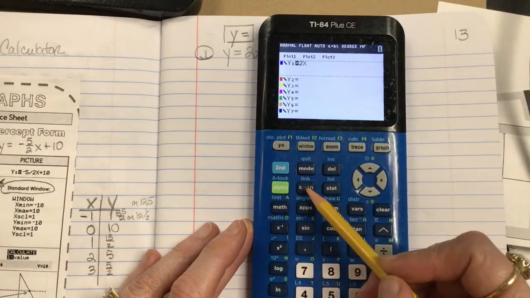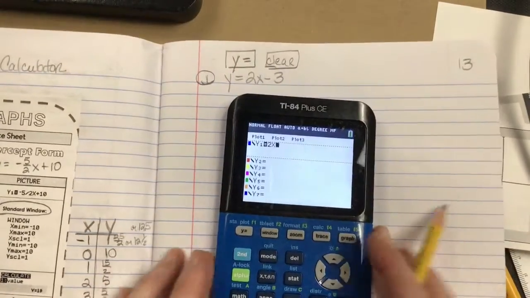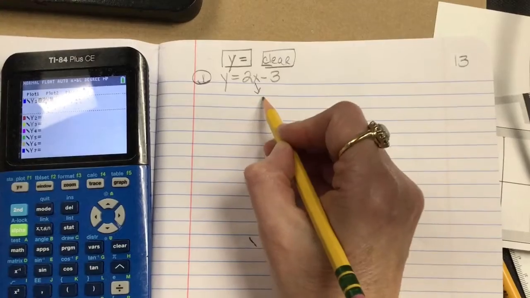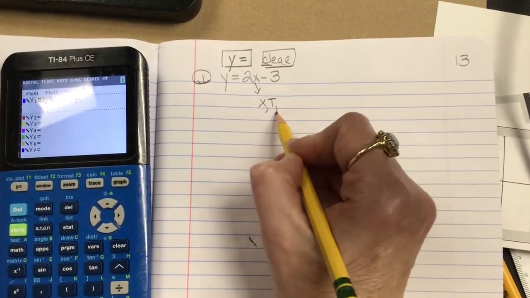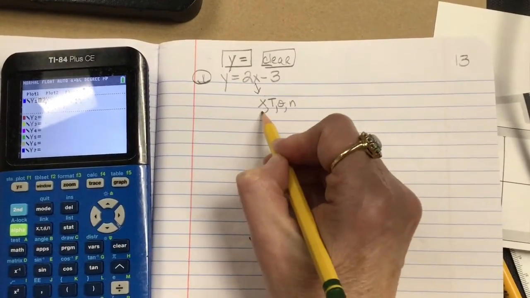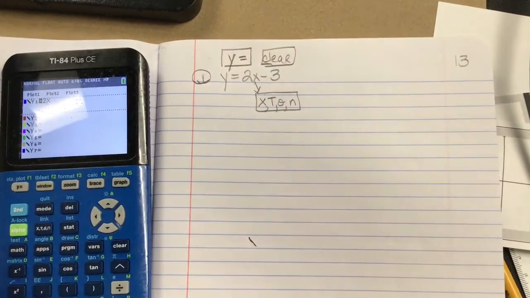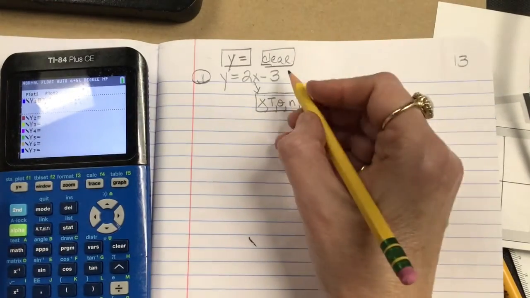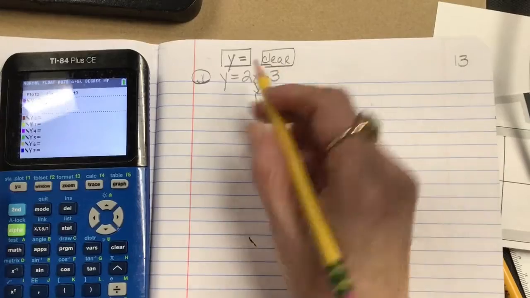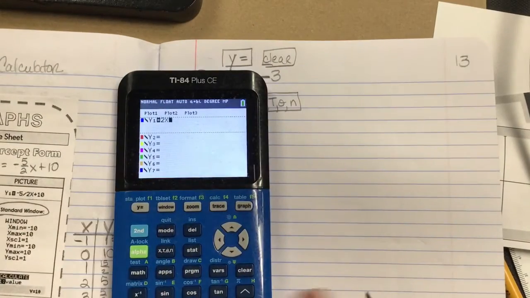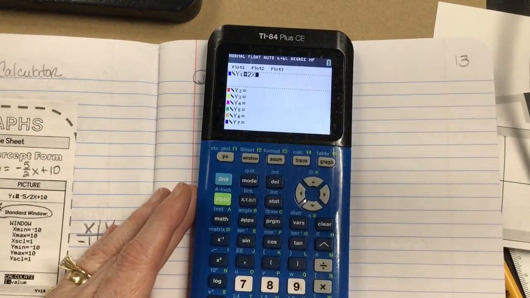2x, remember, this is the x key you want. If you need to write that in there, that's the x, t, theta, n key. Now, that's not the only place, but to me, that's the quickest one. And then that's a minus 3, not negative 3. We know they mean the same. Your calculator doesn't. Minus 3.